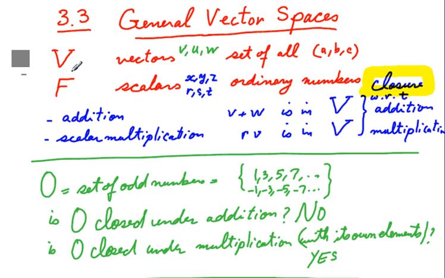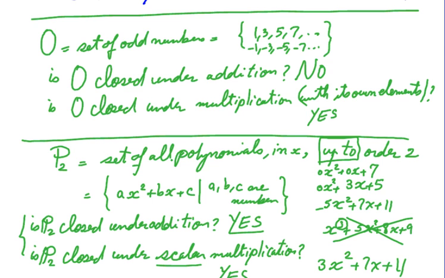Okay, so first you have to identify who your vectors are. Then you identify who your scalars are. Almost every example in this text, your scalars are just ordinary numbers. You have to specify what you mean by addition. You have to specify what you mean by scalar multiplication. You have to show that when you add things, you are still inside of your first set. When you multiply by numbers, you're still inside of your first set. This is called the closure property.